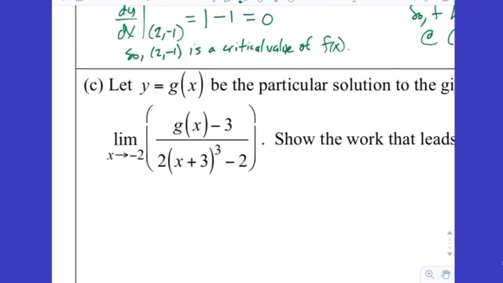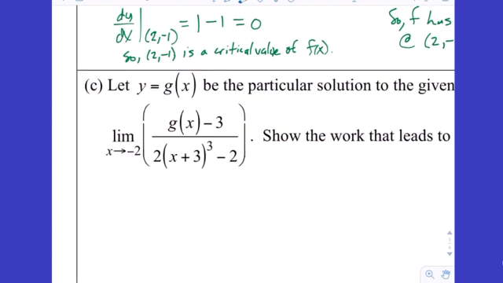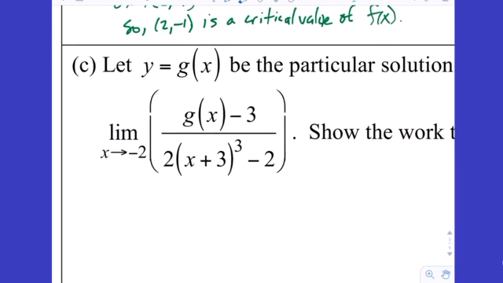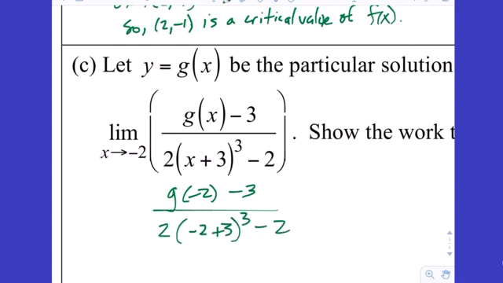All right, so evaluating a limit. That's not too bad. The limit as x goes to -2. Never, ever, ever, never, ever, not first. We do what? Plug in. So let's go ahead and plug in. That would be g of -2 minus 3 all over 2 times -2 plus 3 cubed minus 2.